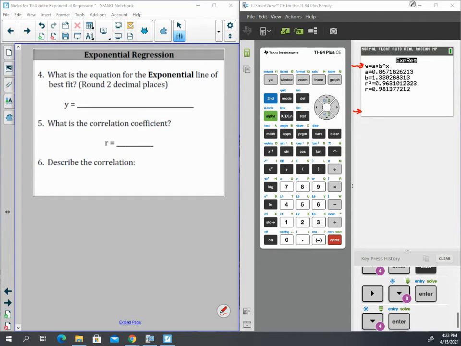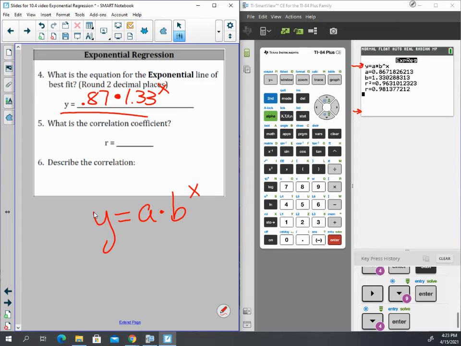So Y equals, I'll just write it down here as well. Y equals A times B with X in the exponent. It gave us our A and our B. So if we round to 2 decimal places, up here we already have our Y, so Y equals, A is 0.87. We're going to times that by our B, which is 1.33. And the X is up in the exponent. So it's not being multiplied by X. The X is actually in the exponent.